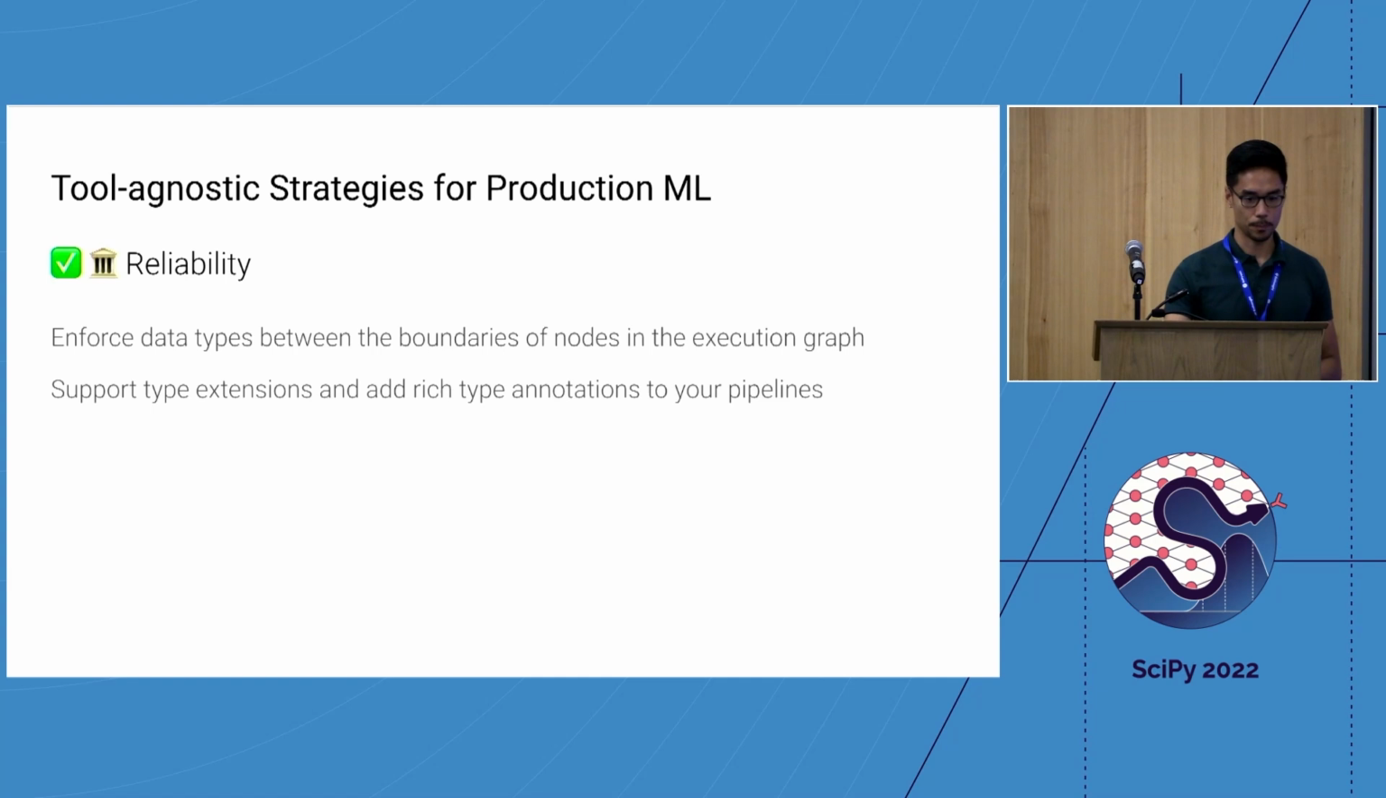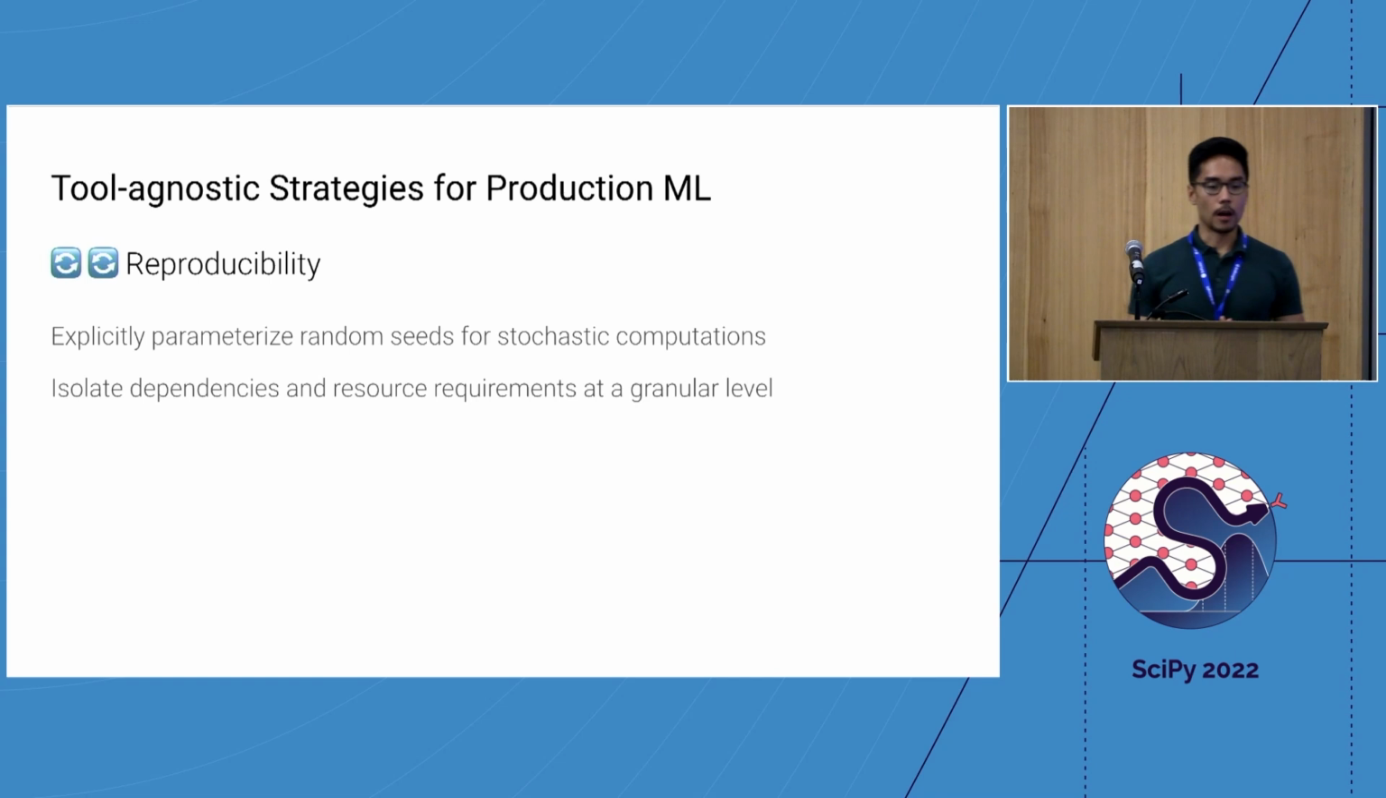On the reproducibility piece, you want to explicitly parameterize random seeds for stochastic computations and isolate dependencies and resource requirements at a granular level. I didn't show you this, but at the task level, you can allocate variable resources. So if your get data step requires 64 CPUs and your training step requires GPUs, Flyte gives you that flexibility.